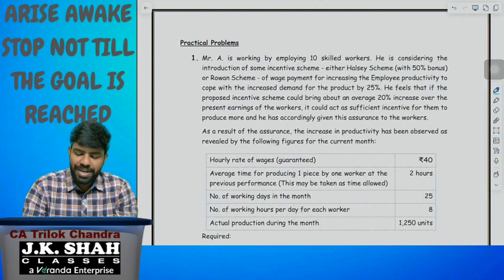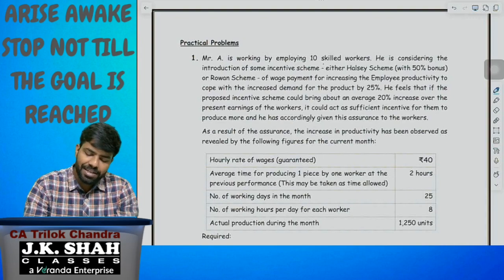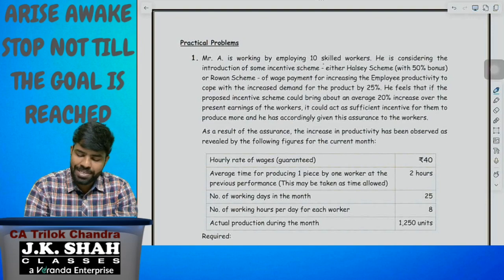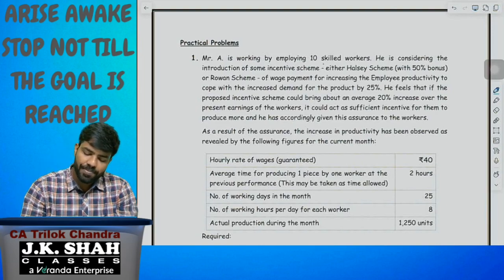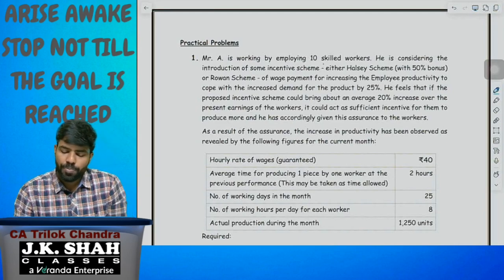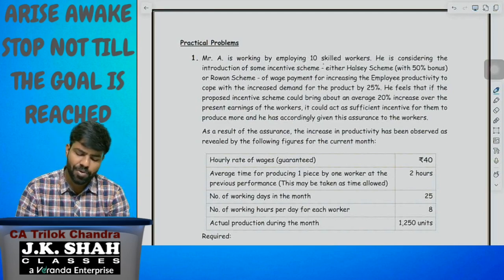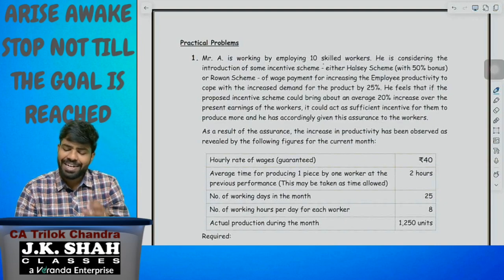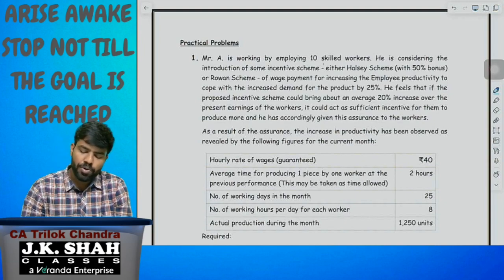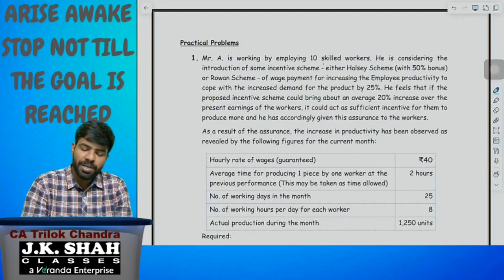Mr. A is working by employing 10 skilled workers. He is considering the introduction of some incentive scheme, either Halsey scheme with 50% bonus or Rowan scheme of wage payment, for increasing the employee productivity to cope with the increased demand for the product by 25%. He feels that if the proposed incentive scheme could bring about an average 20% increase over the present earnings of the worker, it could act as sufficient incentive for them to produce more, and he has accordingly given this assurance to the workers.